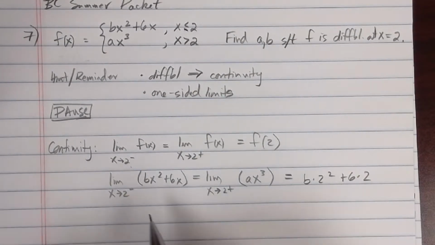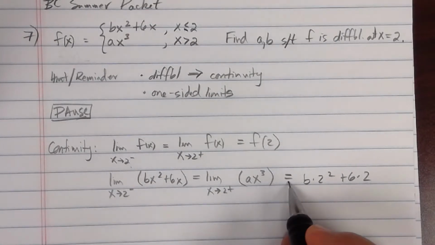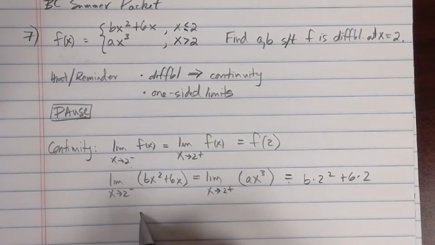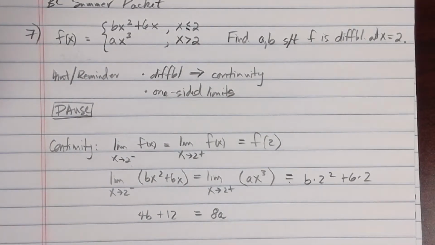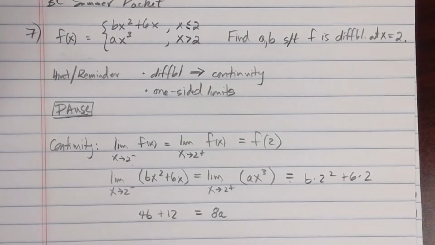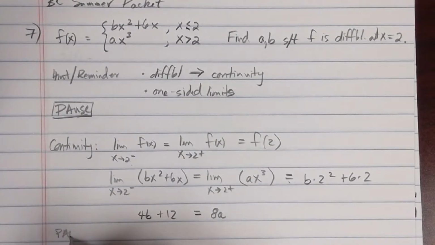Now, evaluating these limits, the left-hand limit is also equal to b times 2 squared plus 6 times 2, so we really don't need this third equal sign here to make it all work. But we know we're going to have 4b plus 12 equals, now we plug the 2 into ax cubed, that would be 8a. And now we have an equation that relates the unknown constants a and b. Now, again, this might be a good place to pause the video. See if you can use the same method on f prime of x to find a second equation that relates a to b.